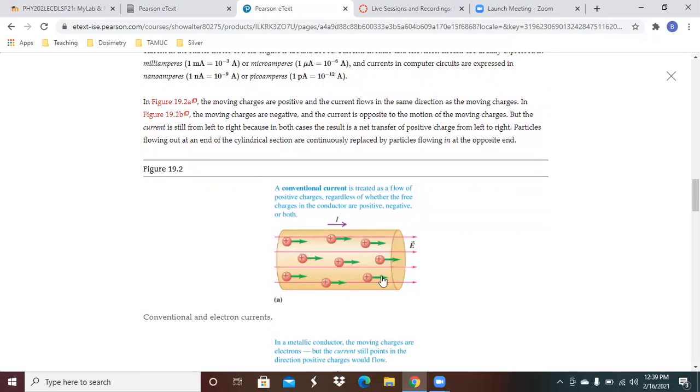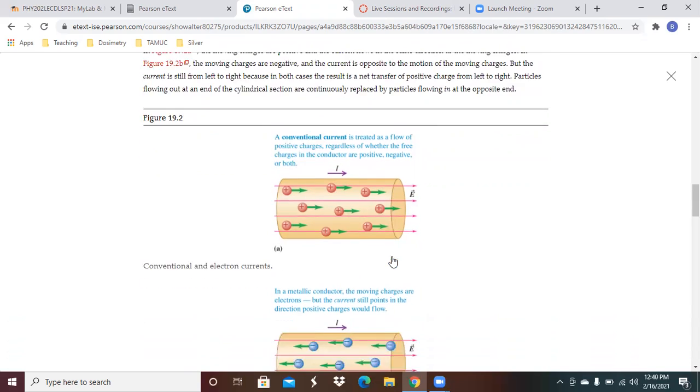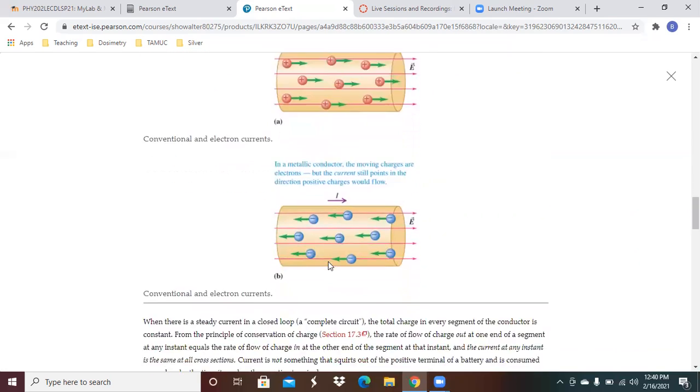In this figure, the moving charges are positive and the current flows in the same direction. In this second figure down here, you're going to see that those charges are negative and they move in the opposite direction. However, we're still going to consider current as going from left to right, because in both cases, the result is a net transfer of positive charge from the left to the right. Positive particles flowing out at one end of the cylindrical section are continually replaced by particles flowing in at the opposite end. So what you lose here is what you gain over here.